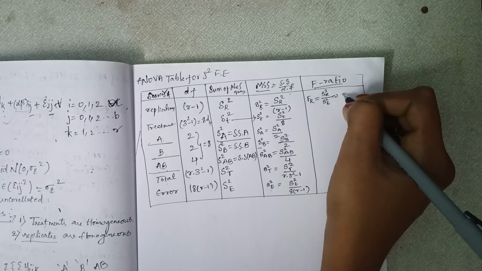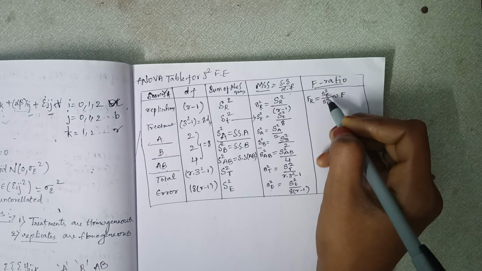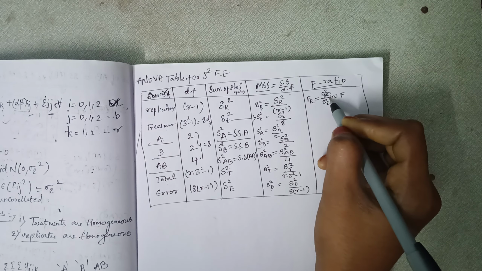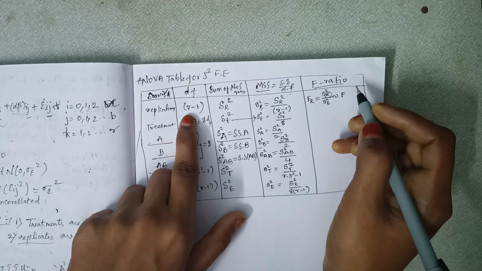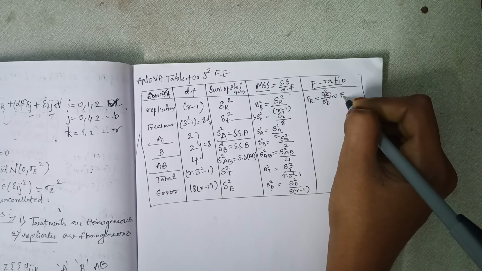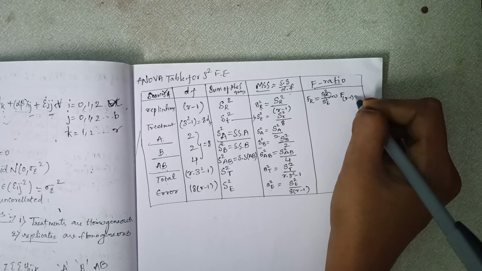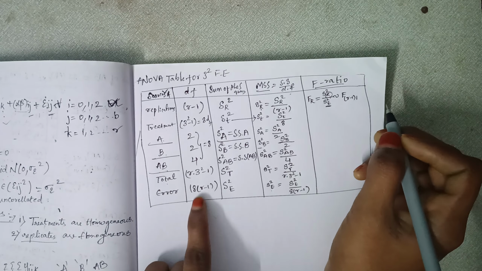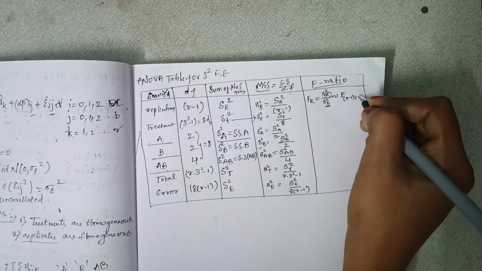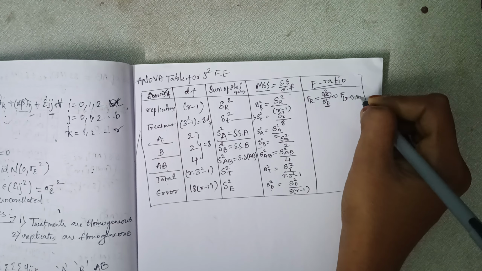It follows the F ratio. This is s r square, R, the replications. Replications has the degrees of freedom r minus 1, that is r minus 1, comma, and error. Error has the degrees of freedom 8 into r minus 1. So 8 into r minus 1.